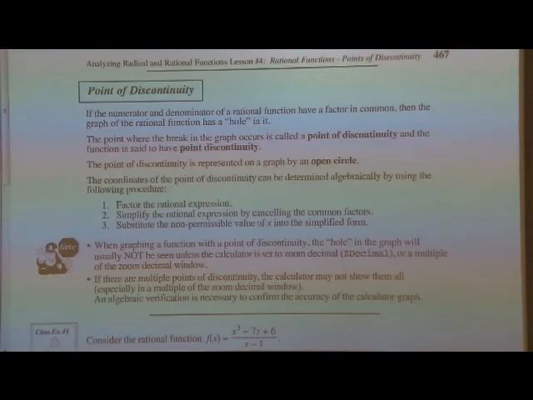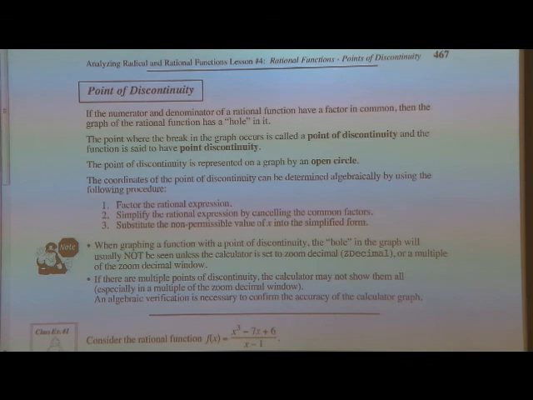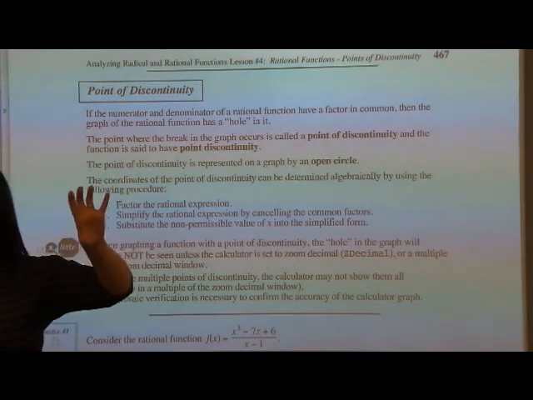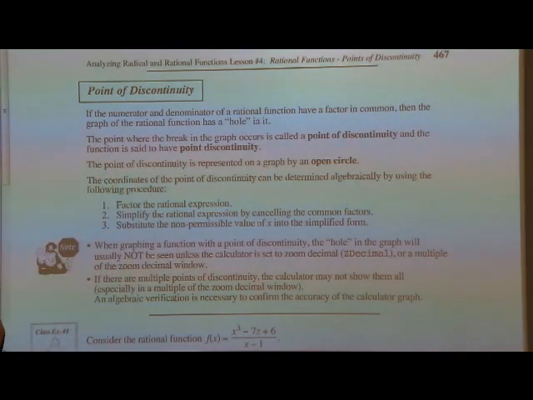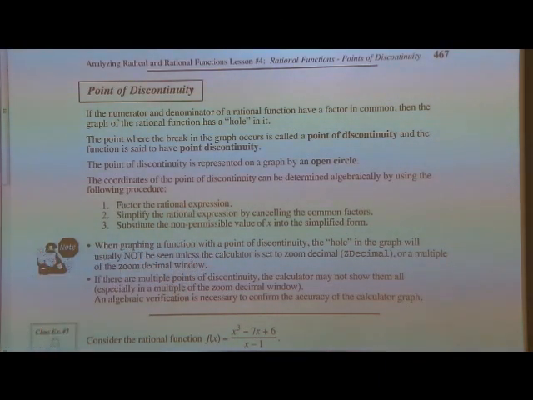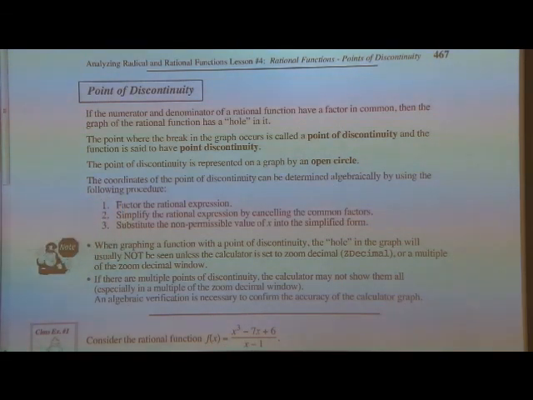So the top of the next page outlines that. If the numerator and the denominator have a factor in common, then the rational function is going to have this point of discontinuity, this hole. We represent it with an open circle. So if you remember, when we were solving inequalities, the open circle meant it does not include. So the open circle on the graph still means the same thing. It does not include that portion of the graph. To find the coordinates of the point of discontinuity, we factor the rational expression, simplify by canceling out the common factors, and then substitute the non-permissible value of x into that simplified form.